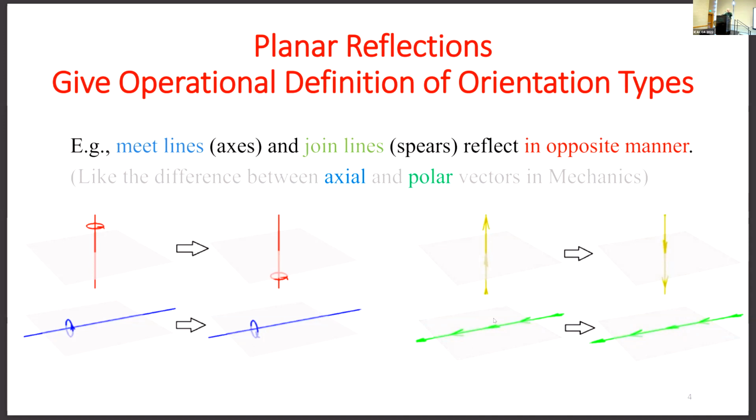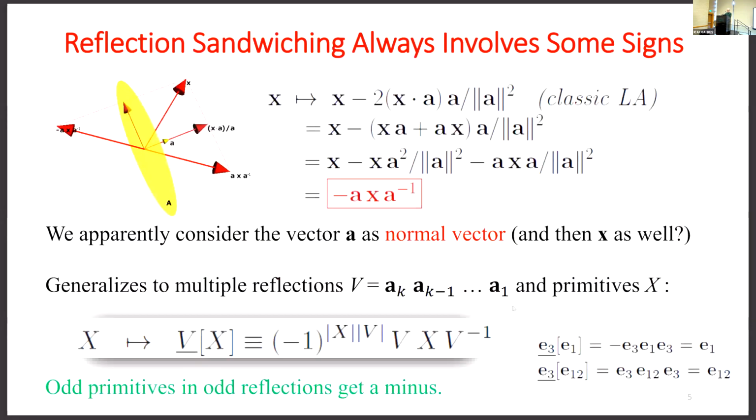And classically, people have been using polar and axial vectors to distinguish that. We've seen this morning that we prefer not to do that. We don't need to. We use the bivectors and the dual bivectors. So we're going to have to talk about signs under reflection. And I gave this talk separately.